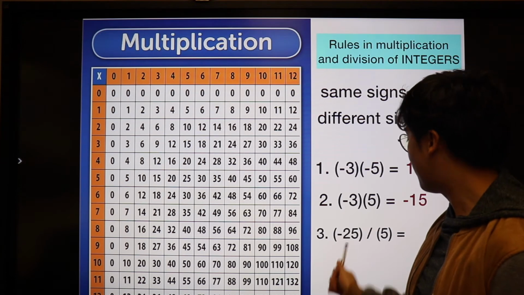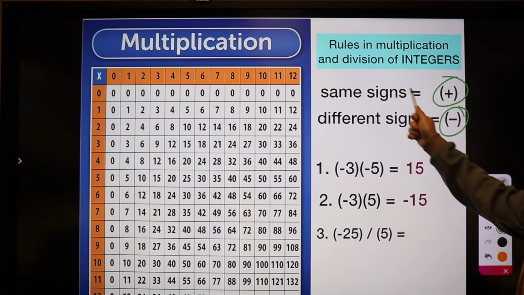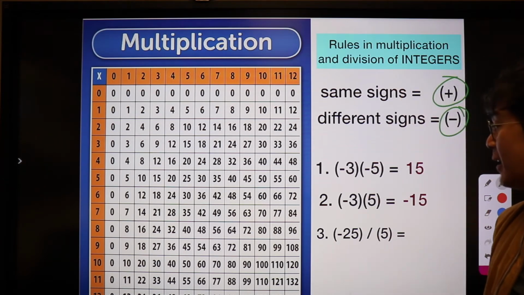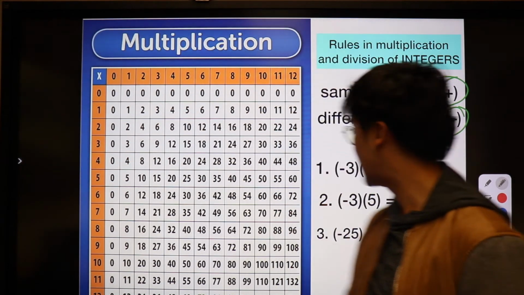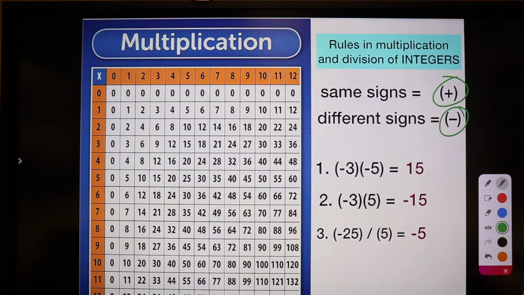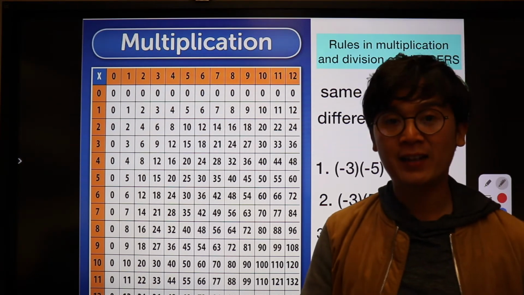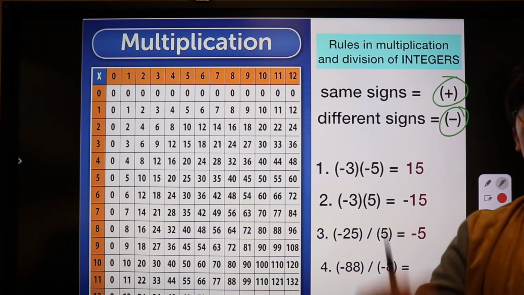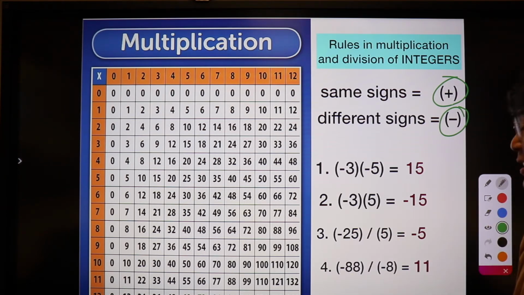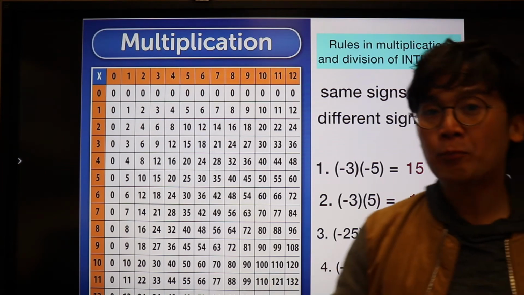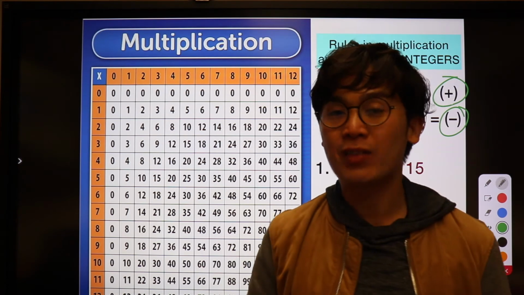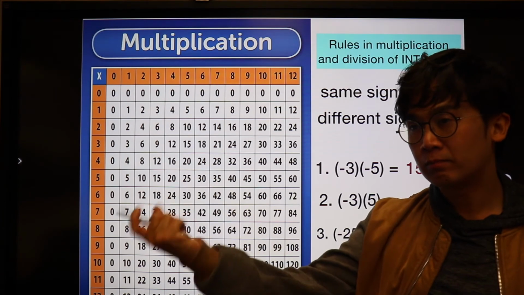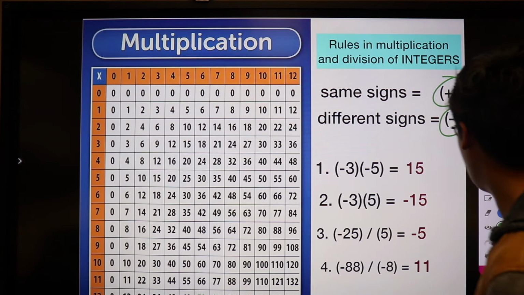So if I have negative 25 divided by 5, since multiplication and division have the same rule, I'm going to have a negative result for number 3, and my answer, knowing my multiplication table, is going to be negative 5. Similarly, if I'm dividing negative 88 by negative 8, it will give me a positive result because now I am dividing two numbers with the same sign, and this will turn into positive 11. So this is how we multiply and divide positive and negative numbers, and the rule again is pretty simple because you only need to look at the signs of the numbers that you're multiplying and dividing.